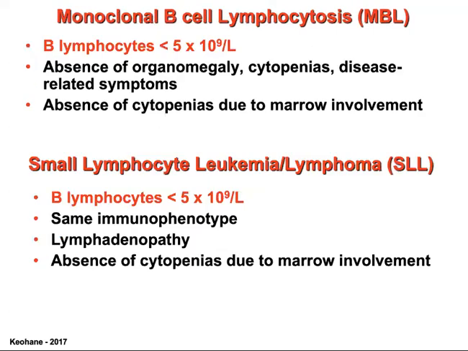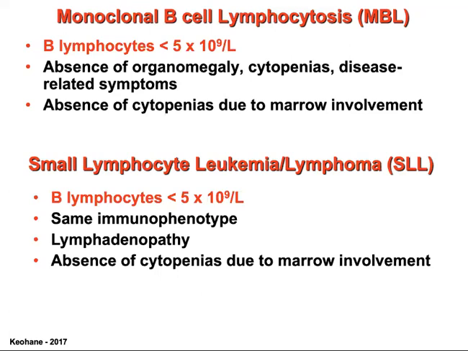There's other B-cell malignancies too. There's one called monoclonal B-cell lymphocytosis, MBL. And in this condition, B lymphocytes are less than 5,000. So it's not really the same as the CLL. There's also absence of organomegaly. There's no cytopenias, which is a reduction in the number of the cells, and no disease-related symptoms. And the reason why there's no cytopenia is that there's an absence of bone marrow involvement.